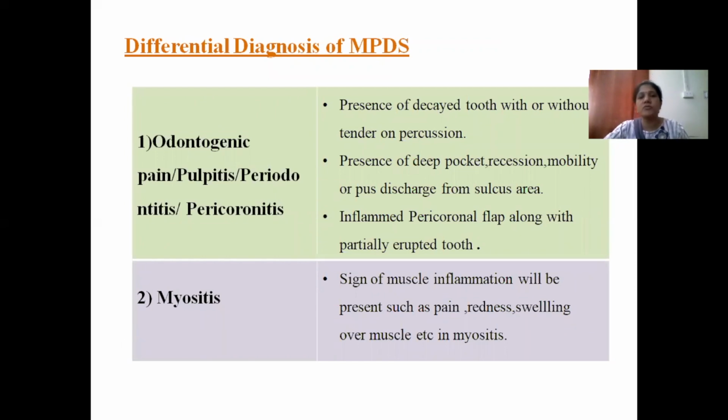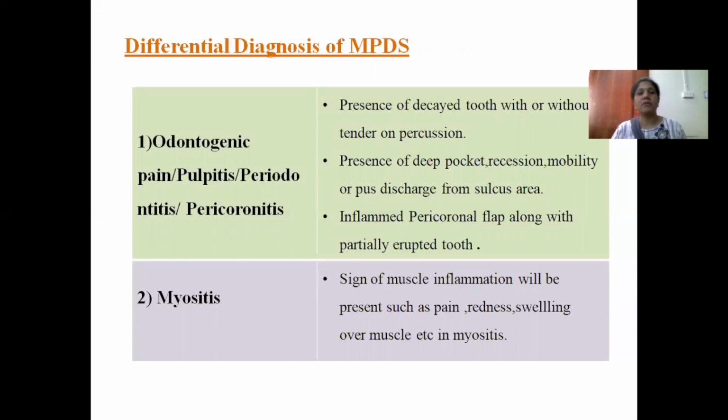The first and foremost is odontogenic pain. Odontogenic pain may be because of pulpitis, periodontitis or pericoronitis. For pulpitis, think of a decayed tooth, with pain and tenderness on percussion. There will be a pocket if it is periodontitis. There will be pericoronal flap inflammation if it is pericoronitis.